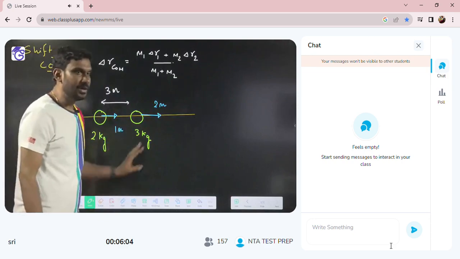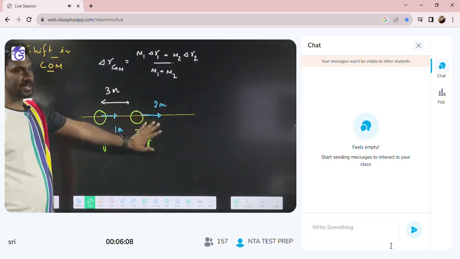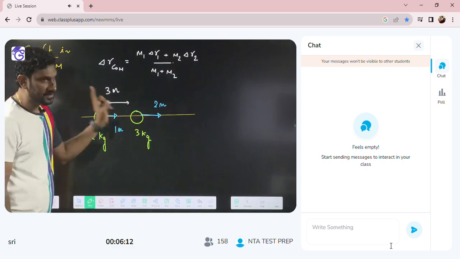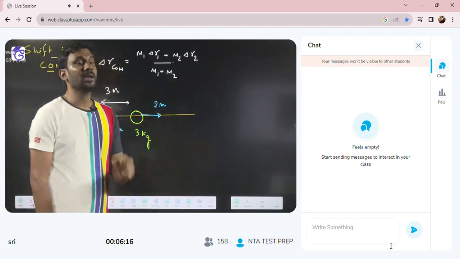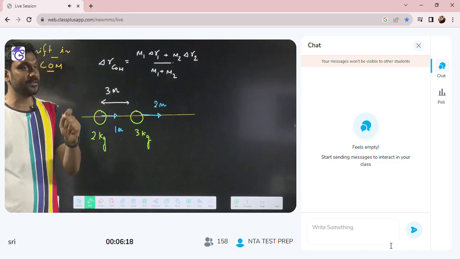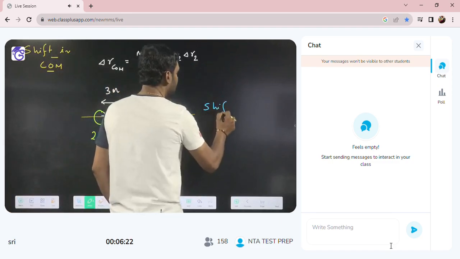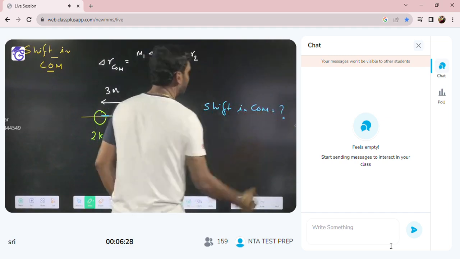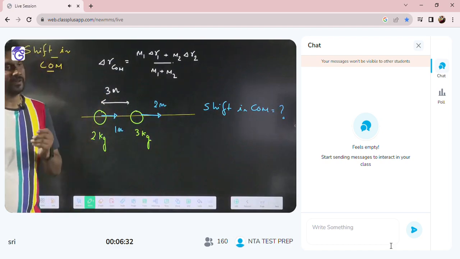Here I want to calculate the shift in center of mass. 2 kg and 3 kg, two masses are there. They are separated by 3 meter. 2 kg is shifted in the rightward direction by 1 meter. 3 kg is shifted in the rightward direction by 2 meter. I am asking, what is the shift in center of mass? So I have the formula. It is quite easy. All of you can solve it on your own, even if I don't say anything.